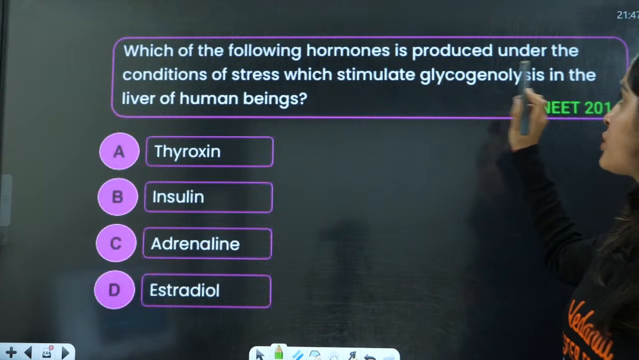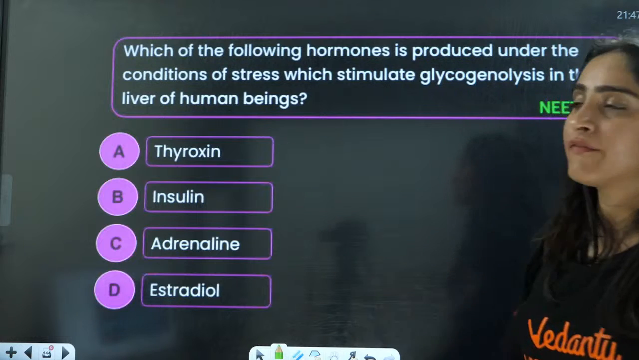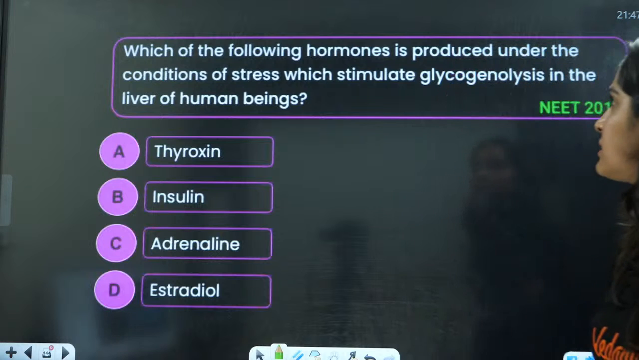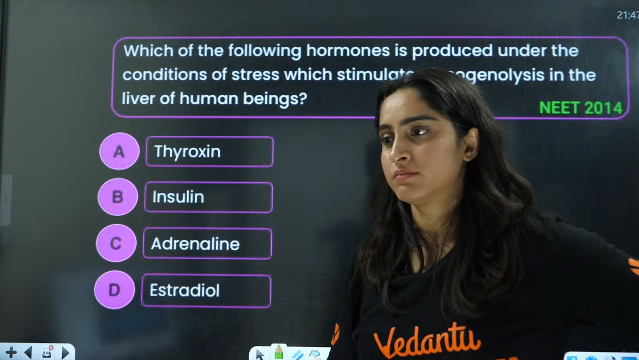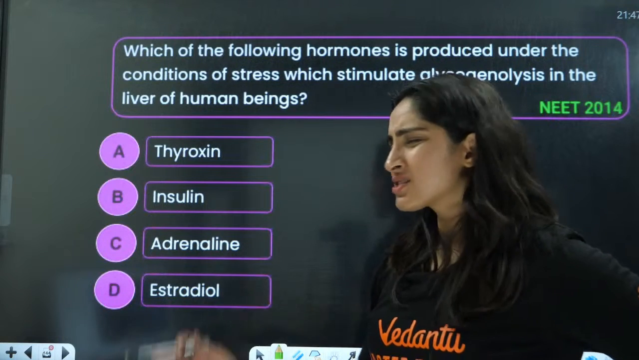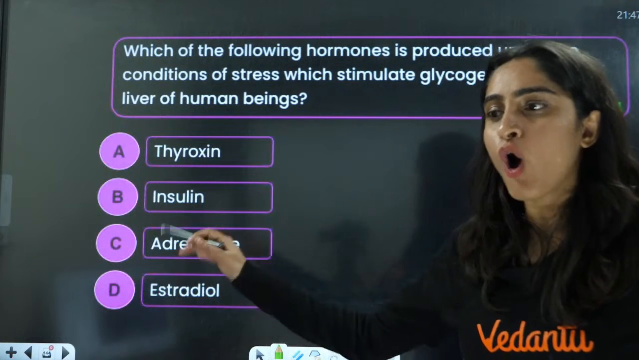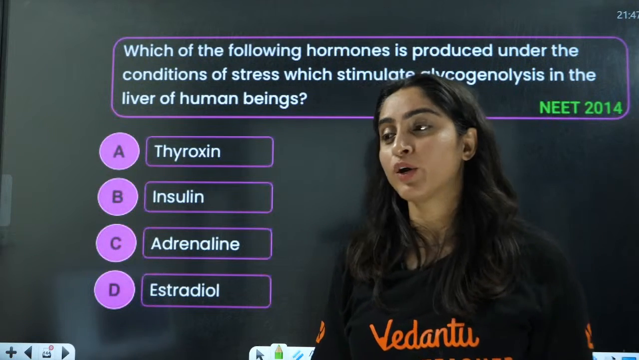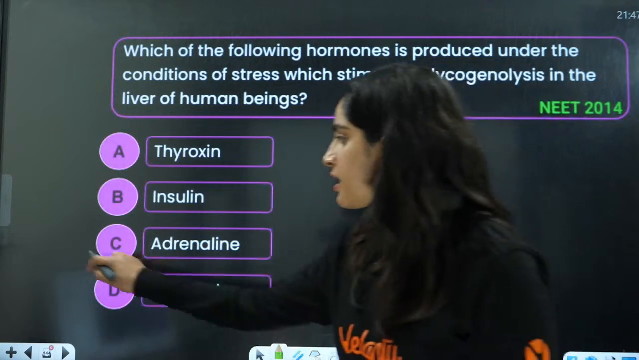Now, which of the following hormones is produced under the condition of stress which stimulates glycogenolysis in the liver of human beings? Conditions of stress, everybody. Thyroxine, insulin, adrenaline or estradiol. Which hormone is it? You say, oh my god, my adrenaline level is so high. What do you say? Oh my god, my stress level is so high. So C is the right answer.